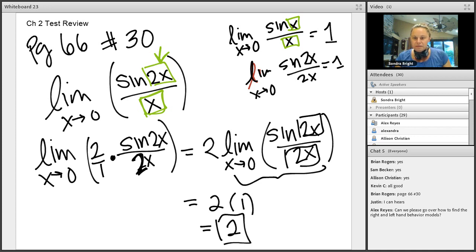All right. Go over how to find the right and left hand behavior models.